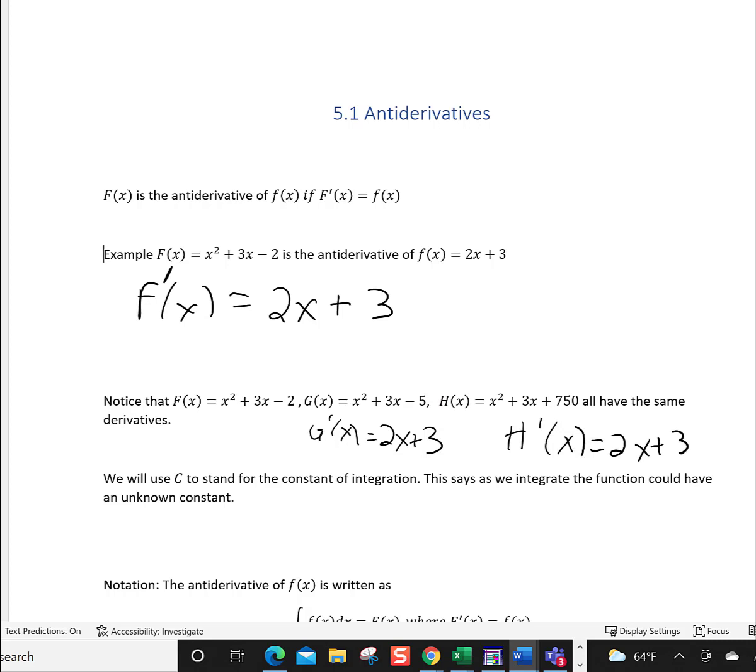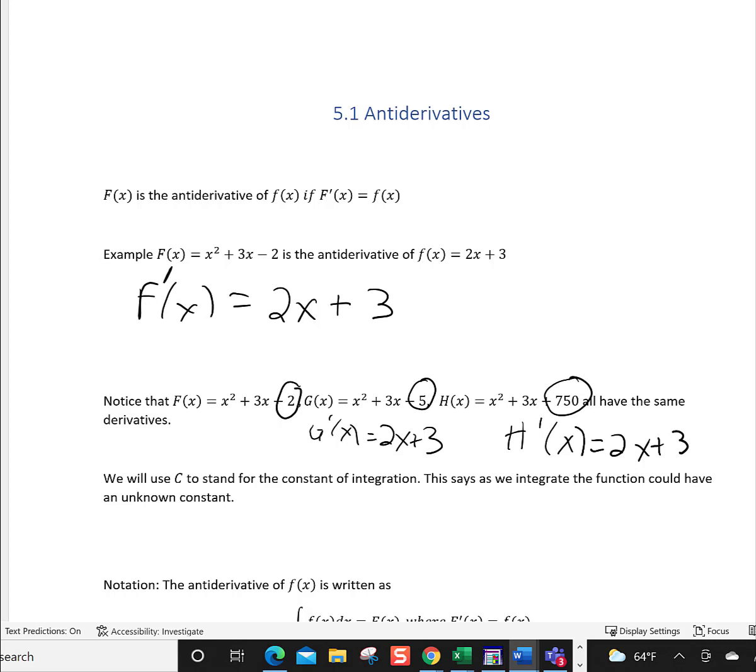What is different between capital F of x, capital G of x, and capital H of x is the constant. I had -2, I had -5, and I had 750. We should know by now that when you take the derivative of a constant, it's 0. So you're not seeing that constant when I take the derivative. So it's important that we look at that constant, the -2, the -5, the 750, and acknowledge that that's going to happen.